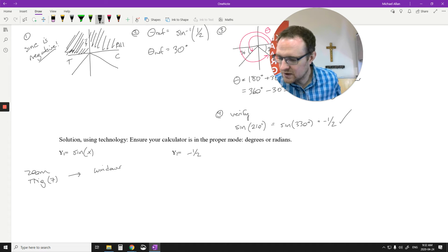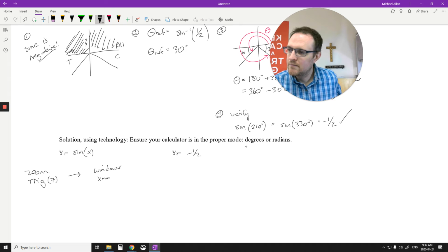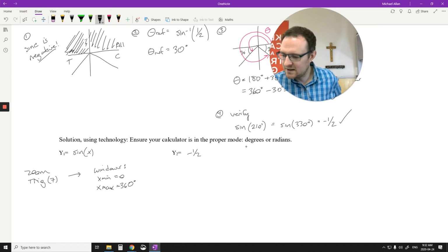Let me just double check what I'm in here. And you go to your window and you change your domain to match. Let's change that x min to 0. My x max, let's go right to 360. You can leave the scale as 90. Every tick you see is 90, and then you have the max and mins. You can leave those where they are, and then you're going to do some intersections.